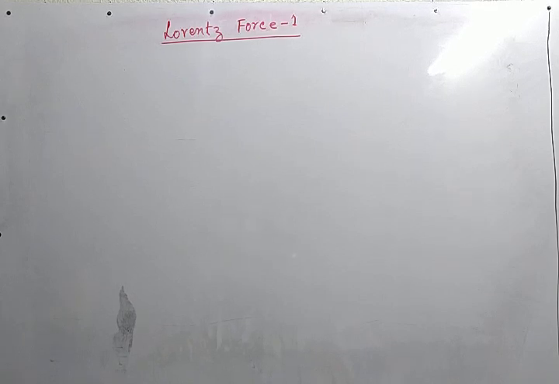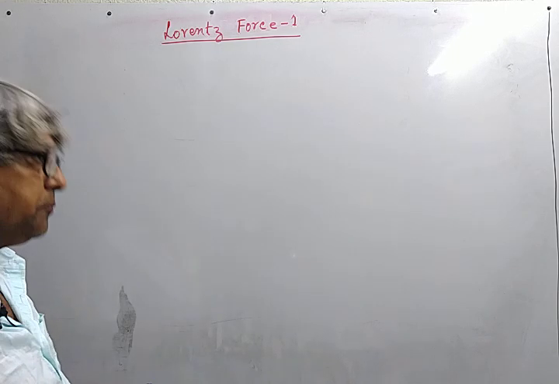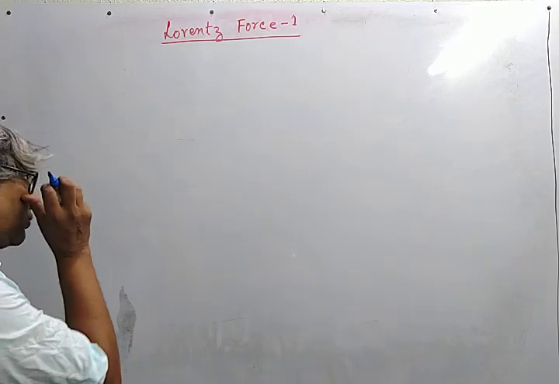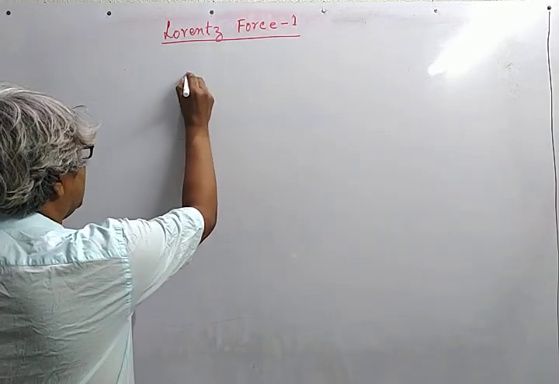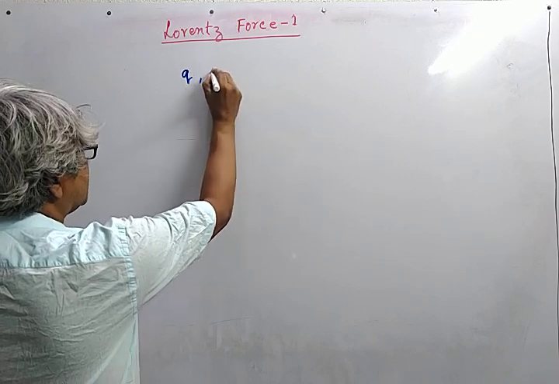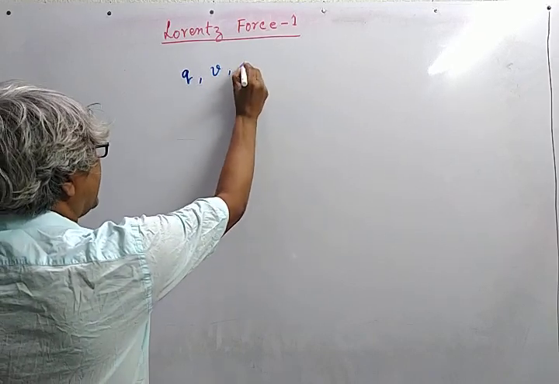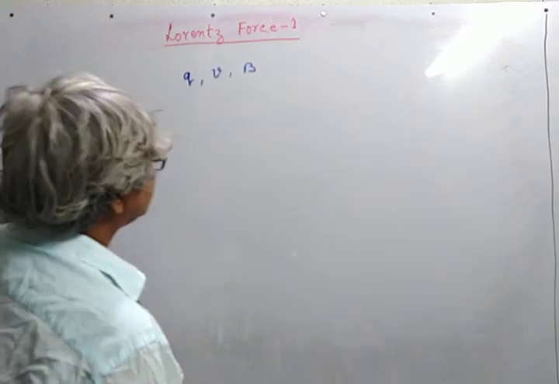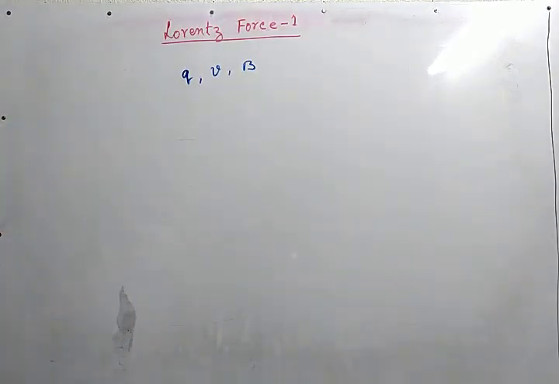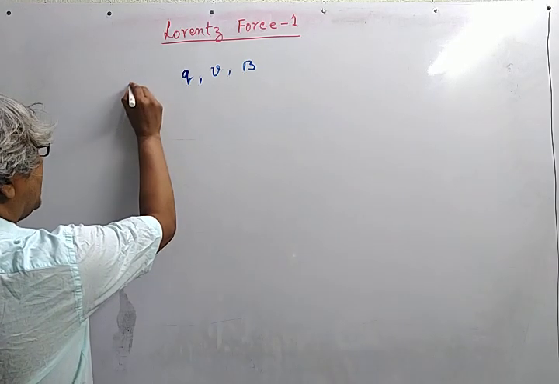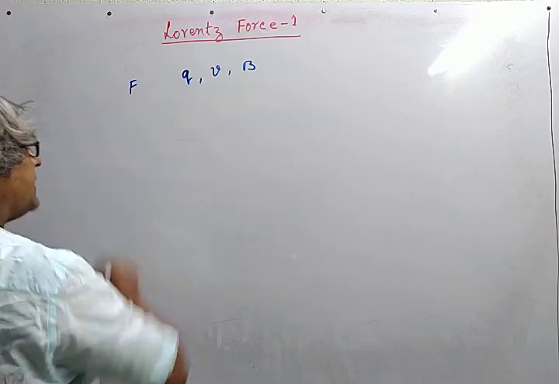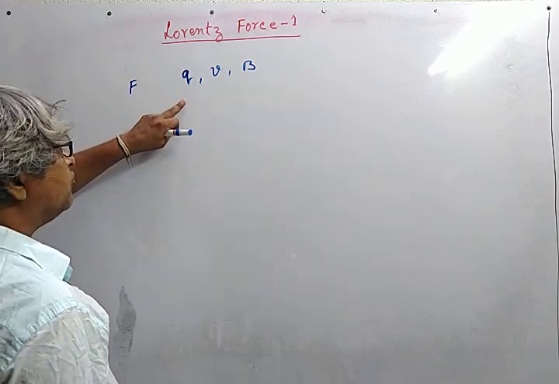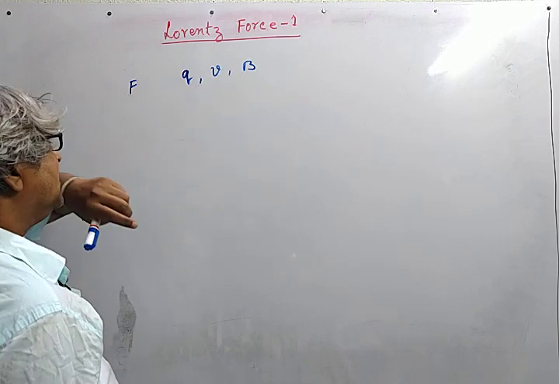It was found experimentally that when a charged particle moves in a magnetic field, a force acts on the charged particle. The magnitude of the force in general depends on the magnitude of the charge, its velocity and the intensity of the magnetic field. Furthermore, it is found that the force that acts on the charged particle is maximum when the particle moves perpendicular to the field.